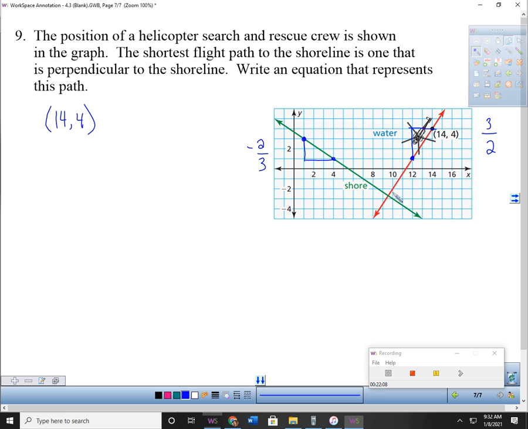So if I use this one, that's the line I actually want the equation of, right? So I don't really need to flip anything. If I chose the slope of this line, then I would need to flip it. So it's just kind of a pointless problem for that.